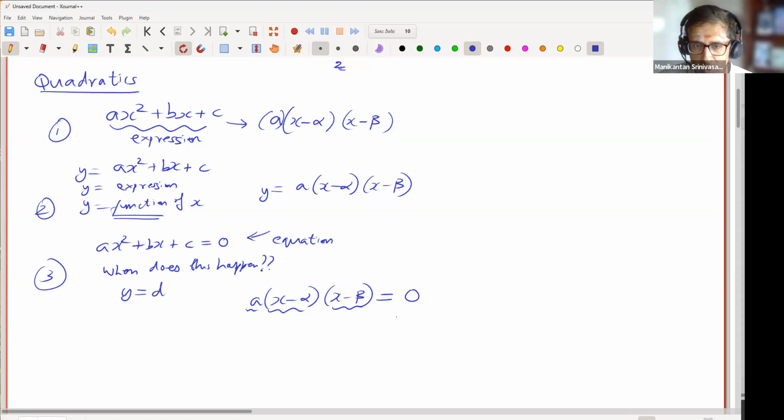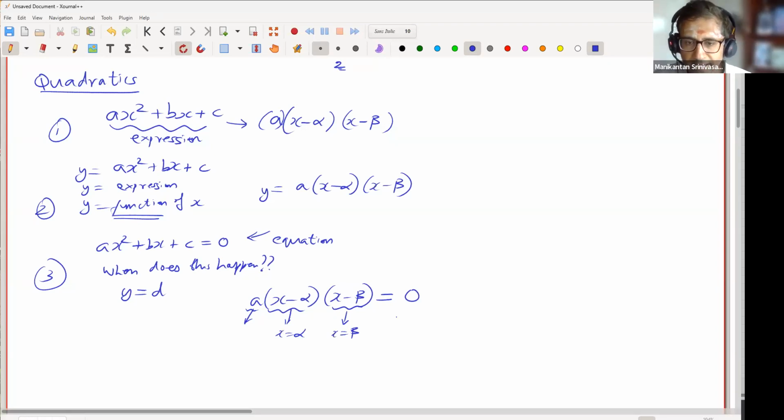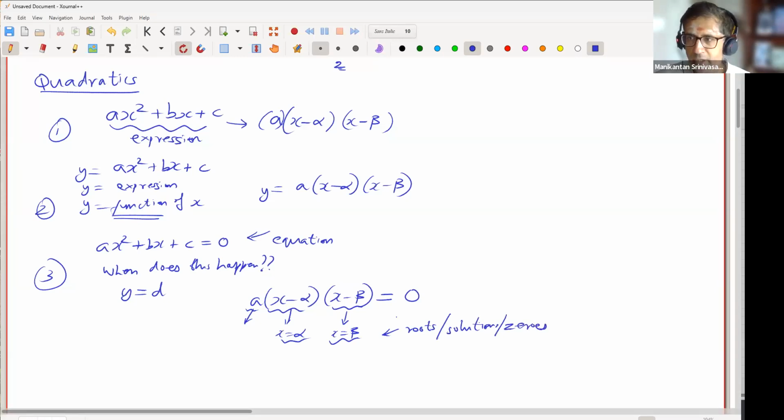So in this case, obviously, there are two solutions. The reason the factorization helps is now I can say this right-hand side is 0 whenever A is 0, which typically is not the case, because if A were 0, we are not even talking quadratic, we are talking linear here. So it's just bx plus c. Or when x minus alpha is 0, which happens when x equal to alpha, or when x minus beta is 0, when x is equal to beta. So therefore, x equal to alpha and x equal to beta become the roots or solutions or zeros. All of these are synonymous terms of the equation, right?